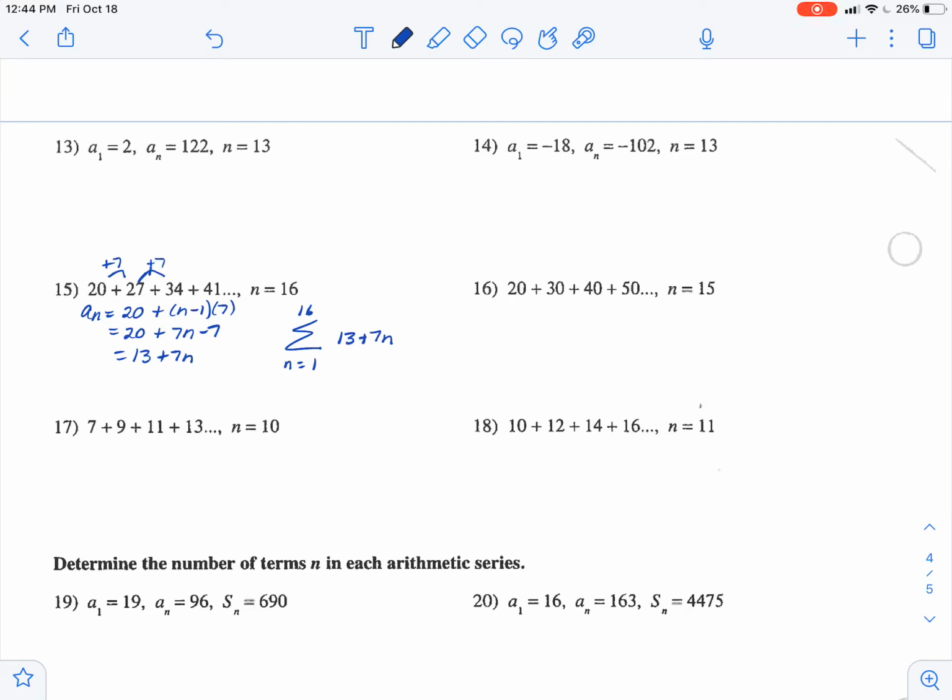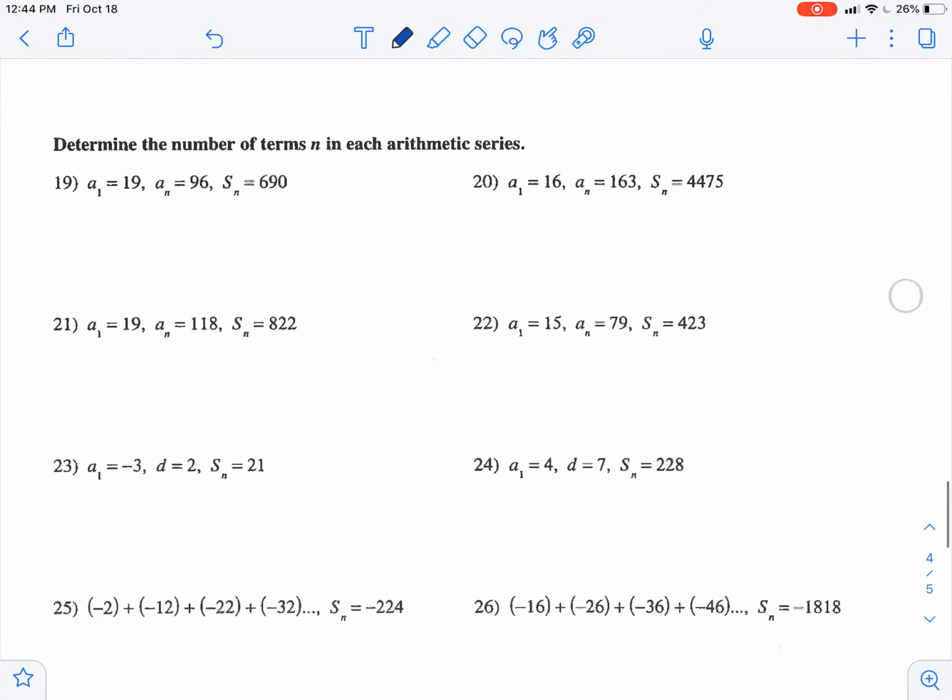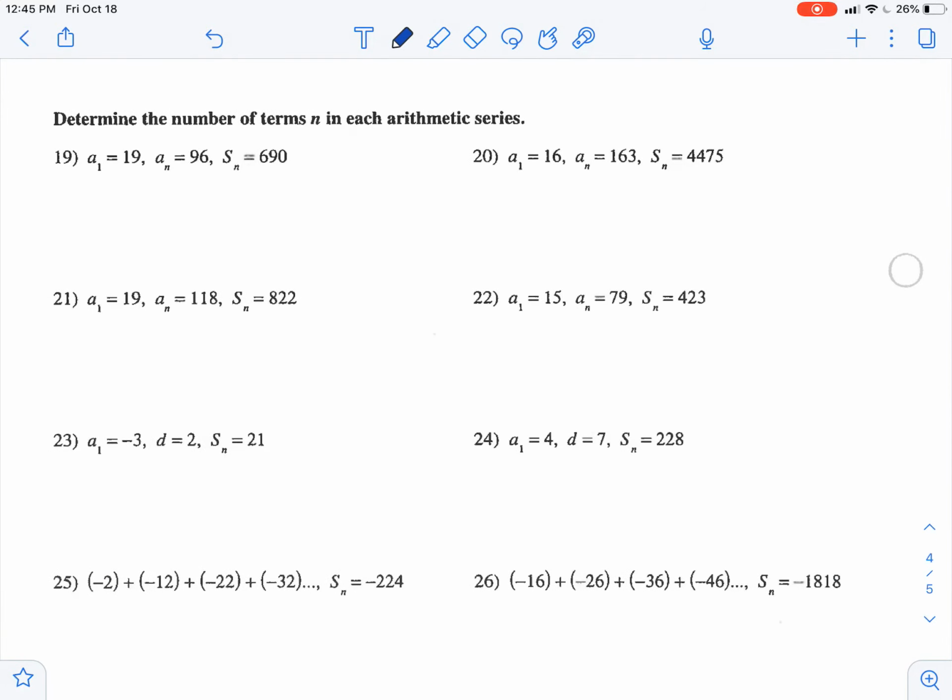So you're going to go in and need to find, first off, a 16. Okay. And then go from there, putting it into your formula, okay? Okay, so now they've given you the sum. This time they're giving you the answer, and they want you to find n, okay? Determine the number of terms in each one. So how many did you have? In other words, how many did you have to add up to get to, in this case, 690?